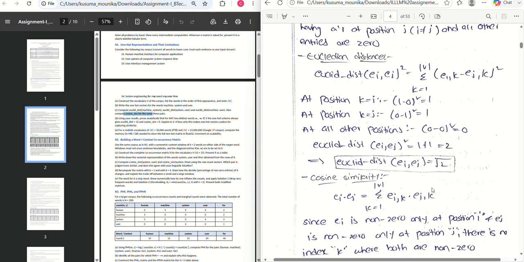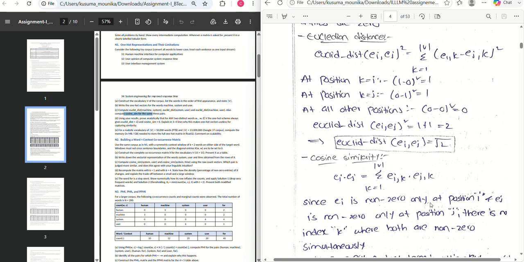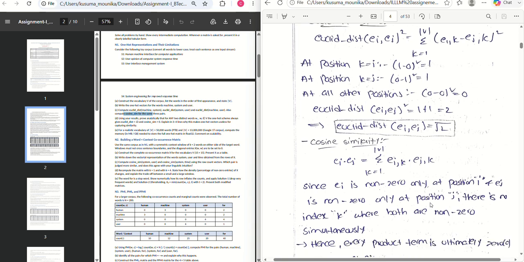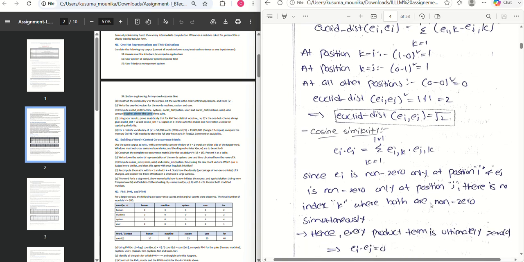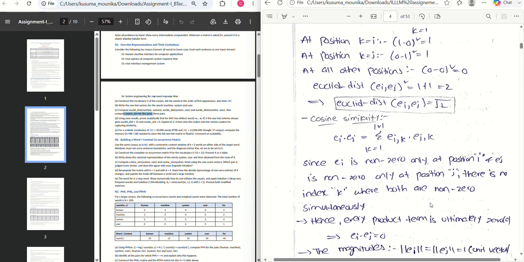Next, the cosine similarity. Since Ei and Ej are non-zero and their 1 positions cannot coincide, every product term would be 0, so the dot product is 0. Hence the magnitudes are not needed, because 0 divided by anything is 0. Hence the cosine similarity would be 0.